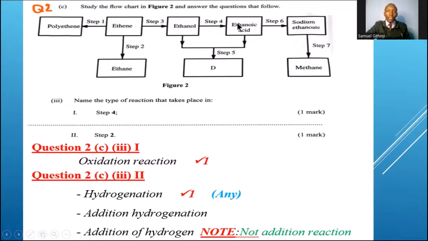So step 4 is oxidation. The other one, step 2, is a hydrogenation, or rather, my student, you can just say it is an addition hydrogenation. Don't just say addition. Addition will not score because there are several types of addition reaction. So if you say addition of hydrogen, it is well and good.